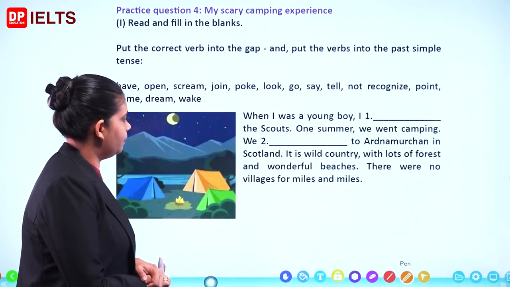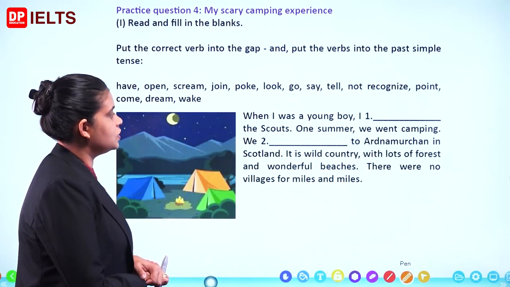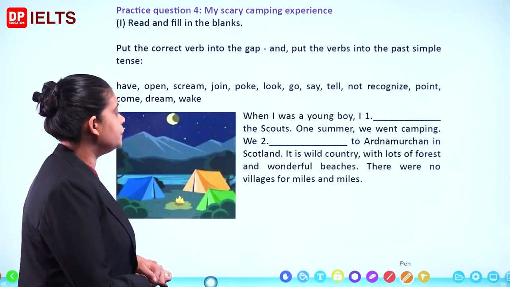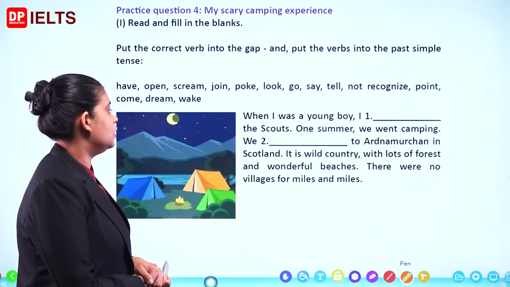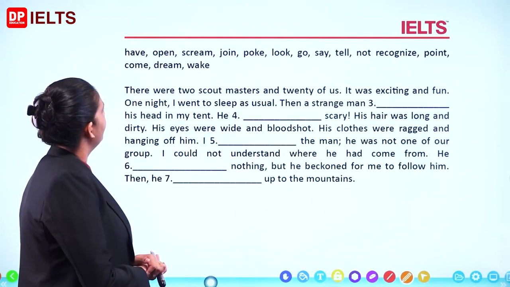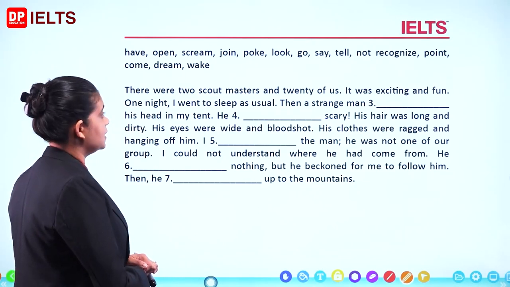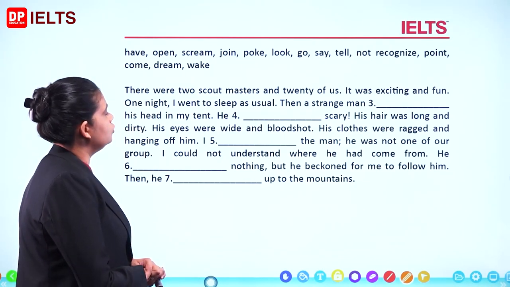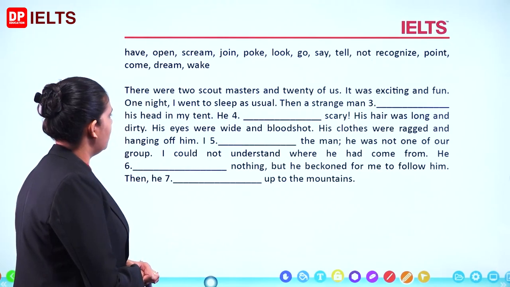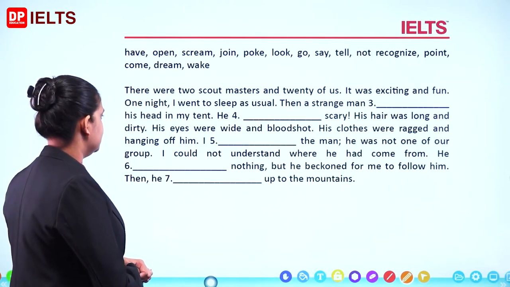One summer we went camping. We to Ardan Muchan in Scotland, okay? It is wild country with lots of forest and wonderful beaches. There were no villages for miles and miles. There were 2 scout masters and 20 of us. It was exciting and fun. One night I went to sleep as usual. Then a strange man his head in my tent. He scary. His hair was long and dirty.